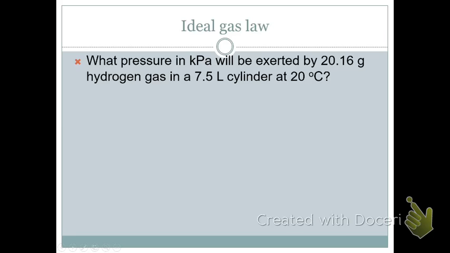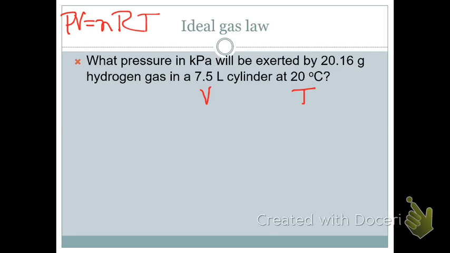What pressure in kilopascals will be exerted by 20.16 grams of hydrogen gas in a 7.5 liter cylinder at 20 degrees Celsius? Well, here is our volume. Here is our temperature. That is all we have. Well, we know that ideal gas's PV is equal to nRT.